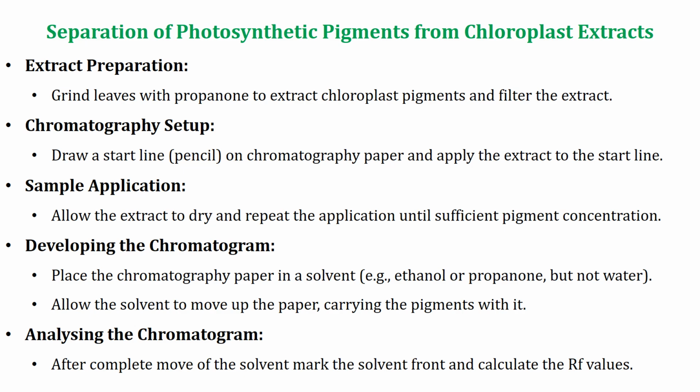Step-by-step chromatography setup. Grind leaves in propanol. Draw a start line on chromatography paper. Apply extract, dry, repeat the step. Place in a solvent, maybe ethanol. Allow pigment separation. Then mark the solvent front and calculate Rf values.